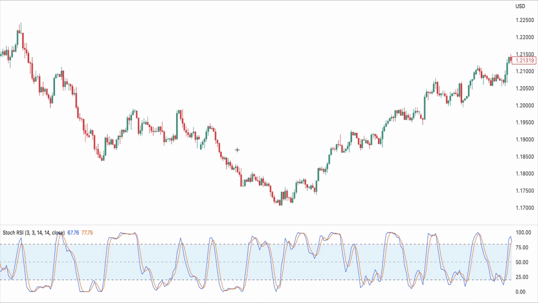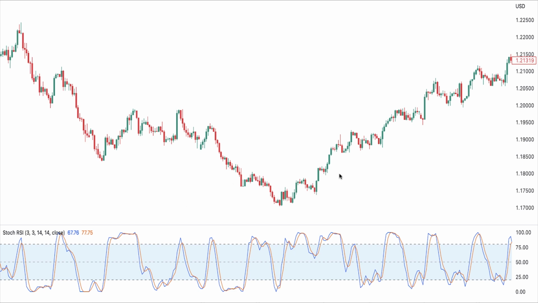Another important signal that we can get from Stoch RSI is overbought and oversold levels. When it's above 80, it's considered to be overbought, so declining of the price is expected, and when it's below 20, it's considered to be oversold and advancing of the price is expected.